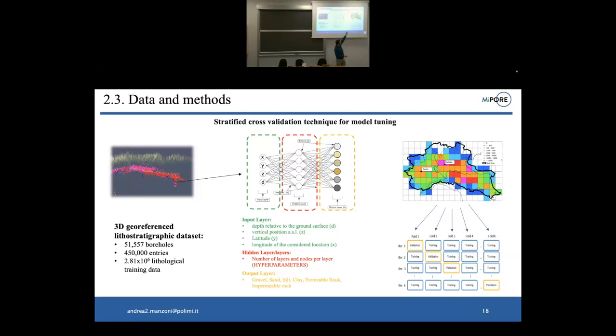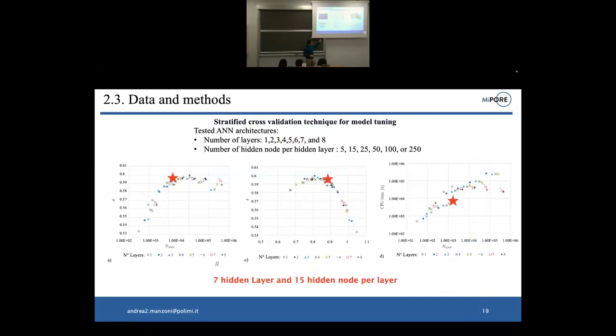So what we have done here, as you can see on the figure on the top right, we have divided our domain in sub areas, and we have imposed that all these areas were equally represented within each sub data set, using cross-validation. In this way, we have compared the accuracy and the computational cost of 48 different architectures.